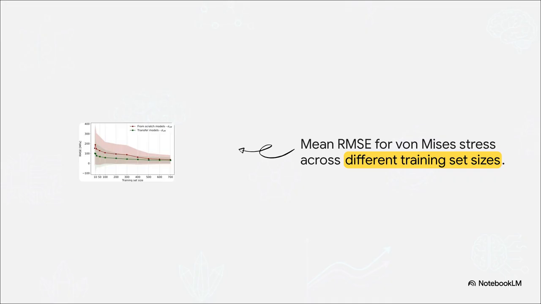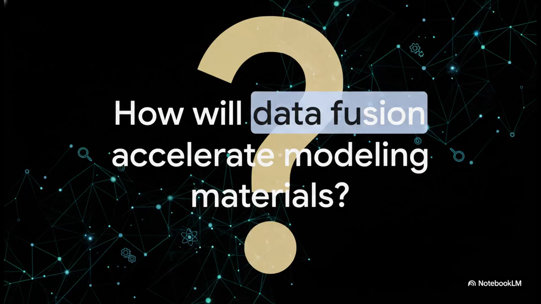Notice how the green transfer learning model just decisively outperforms the model trained from scratch? It has significantly lower error rates and a much tighter standard deviation. It's definitive proof that learning from abundant low-fidelity data gives you a massive advantage when high-fidelity data is scarce. So, as we wrap up, I want to leave you with this thought. By successfully overcoming the data-hungry limitations of neural networks, we literally no longer need thousands of hours of supercomputer time just to map out every single variation of a composite material.